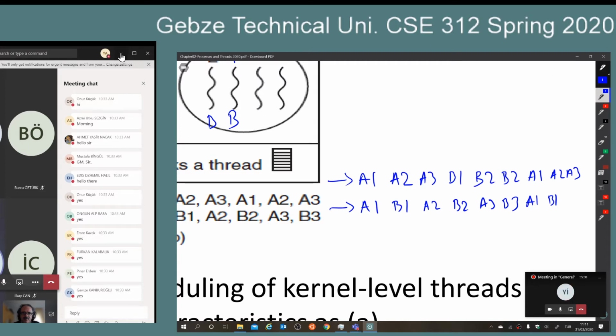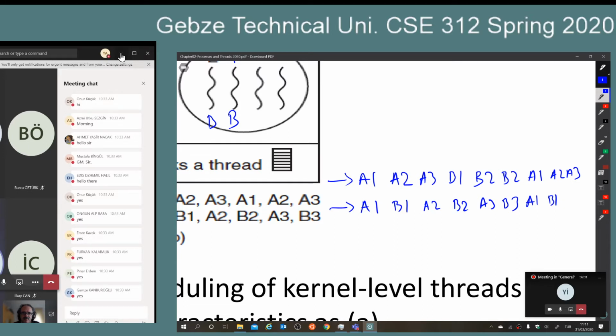Okay, Mustafa says the first one is better, and Kamil says the first one is better, and just other people say it depends on priority. What do you mean, Yasin? What do you mean depends on priority? Their priorities are all the same. Hussein says that the first one is better because there is no context switch.